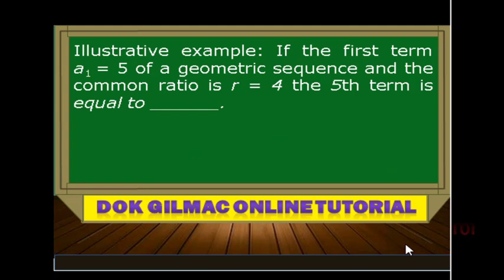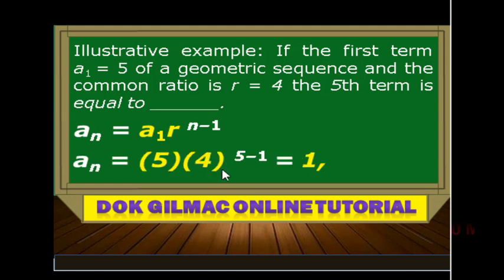Let's have an illustrative example. If the first term is equal to 5 and the common ratio is equal to 4, the fifth term is, so we use the formula, a sub n is equal to a sub 1 times r raised to n minus 1. So we have 5 times 4 raised to 5 minus 1, or we simply have 5 times 4 raised to 4. That is just equal to 1,280. So take note, the fifth term is just equal to 1,280.